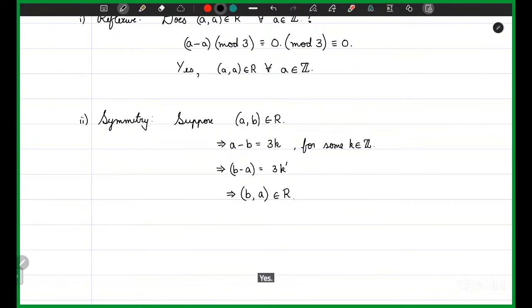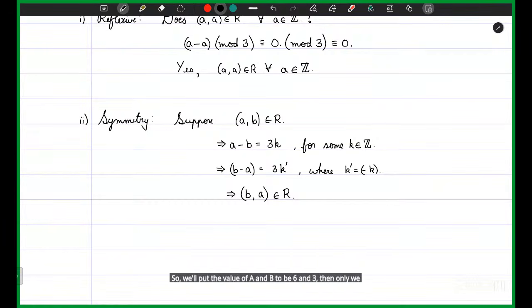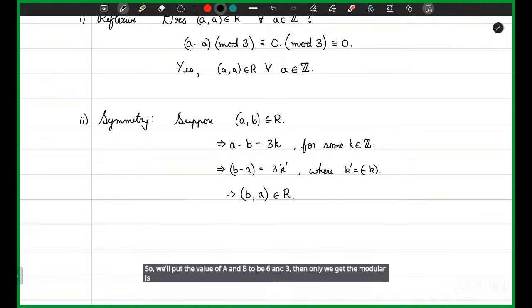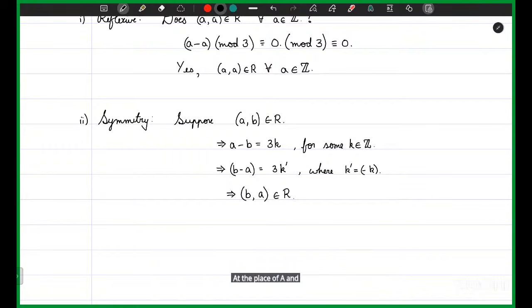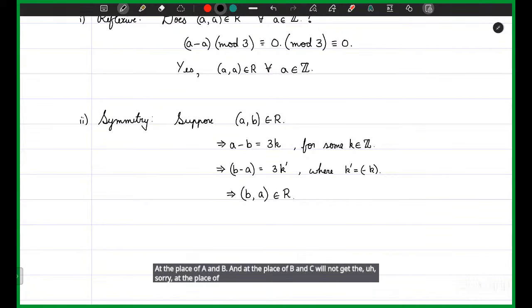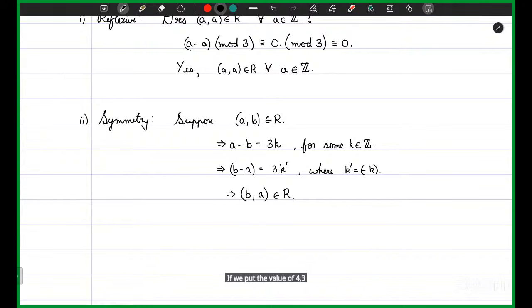Yes, sir, it's fine. So we'll put the value of A and B to be 6 and 3, then only we get the modulo is 0. If we take the value of 3 and 4 at the place of A and B, and at the place of B comma A, if we put the value of 4 comma 3, in that situation we'll not get the modulo of 3 to be 0, isn't it?